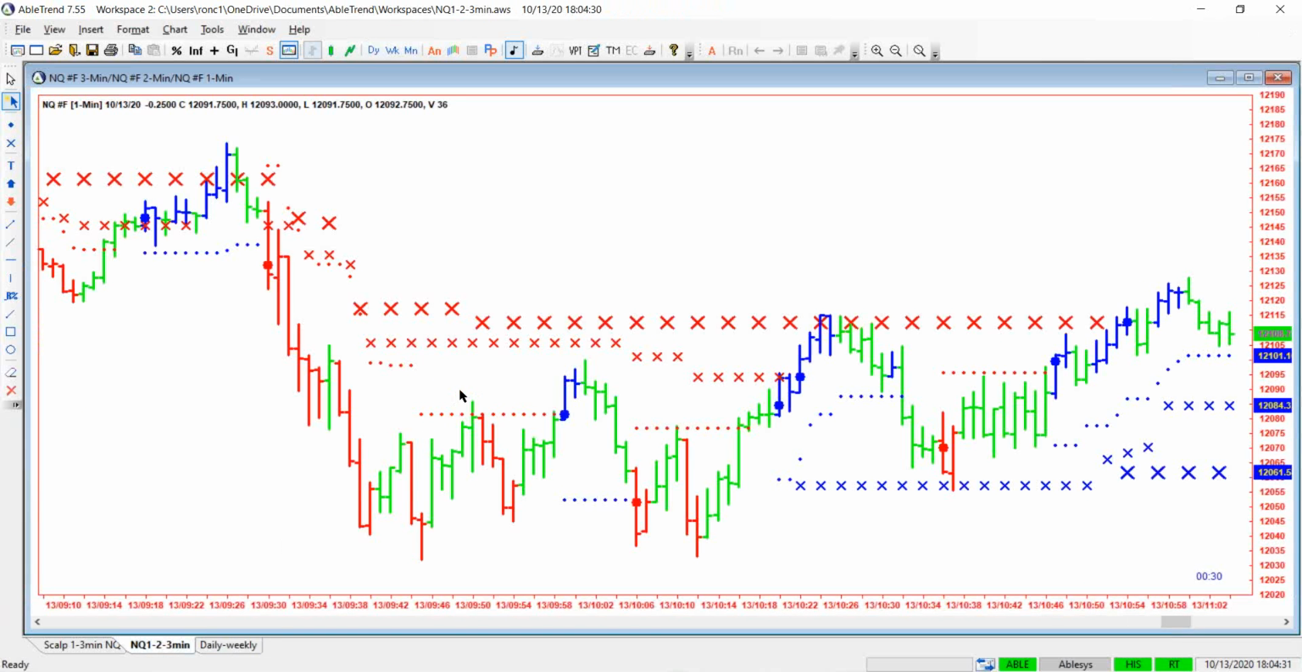Okay, let's take a look at the normal AbleTrend chart for the 1 minute, 2 minute, 3 minute combination for trading E-minis. We recommend NASDAQ because it's much smoother and has much more movement than ES. ES is very choppy, very sideways, much more difficult to be successful trading. So we like NQ much better. If it's a little too fast for you, because it can be, then go to RTY. I would say the second best would be the Russell, RTY.